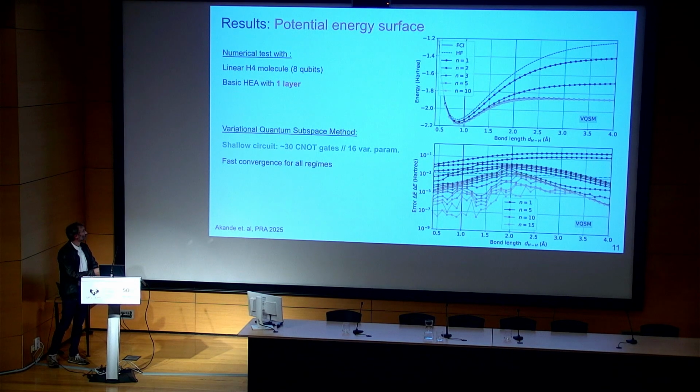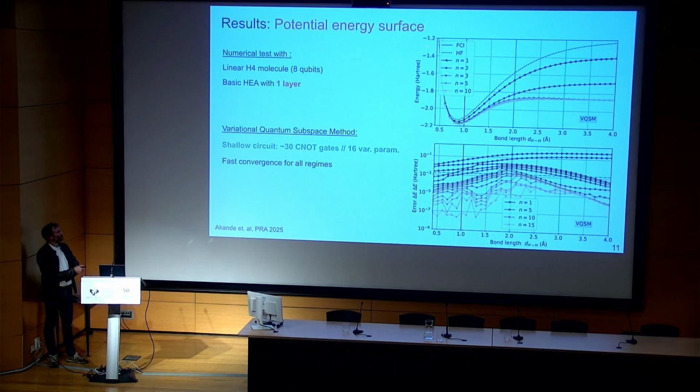And so in this plot, we are now with only a one-layer hardware efficient ansatz. So 8 CNOTs normally before the Hadamard test. After the Hadamard test, you will have between 30 to 50 CNOTs depending on the way you do it. And 30 CNOTs within only 16 variational parameters.